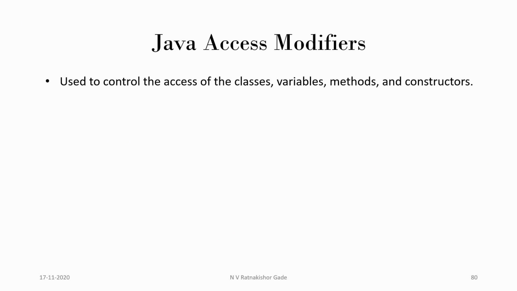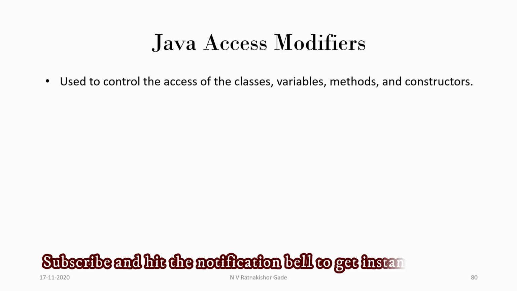In this video I cover Java access modifiers. As a programmer, we need to avoid the misuse of some parts of the code. So that can be done by using access modifiers in Java. Access modifiers are used to determine the scope of classes, interfaces and their members.